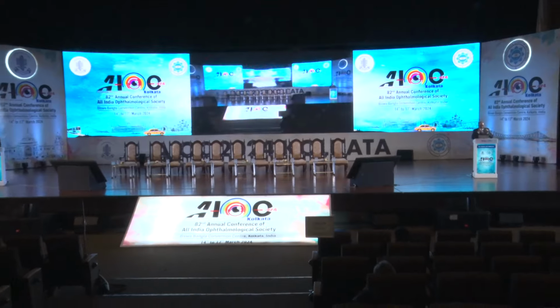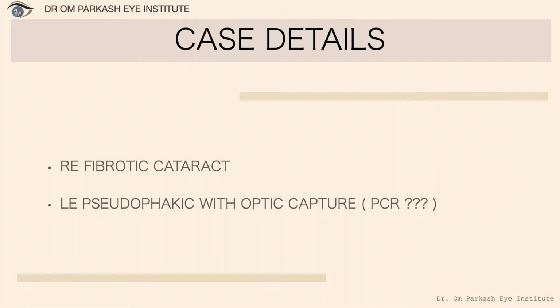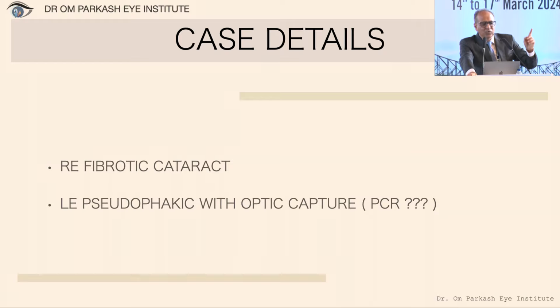So now we move on to another situation. Now what is this situation? The case details are that the right eye has fibrotic cataract, left eye has pseudophakia with optic capture. So this means there was some PCR. So let's see how we do it.